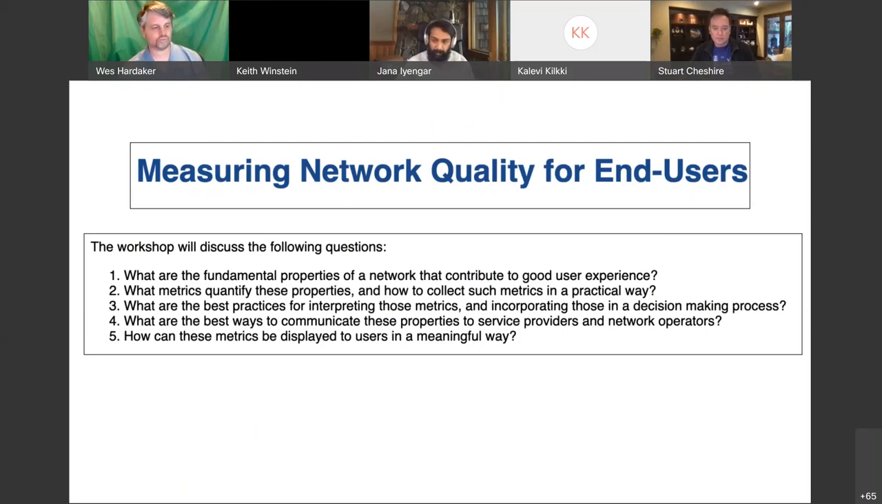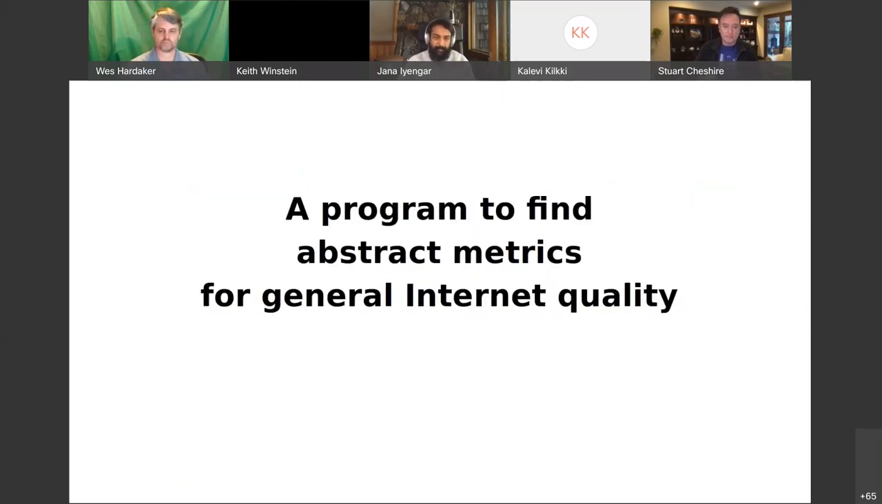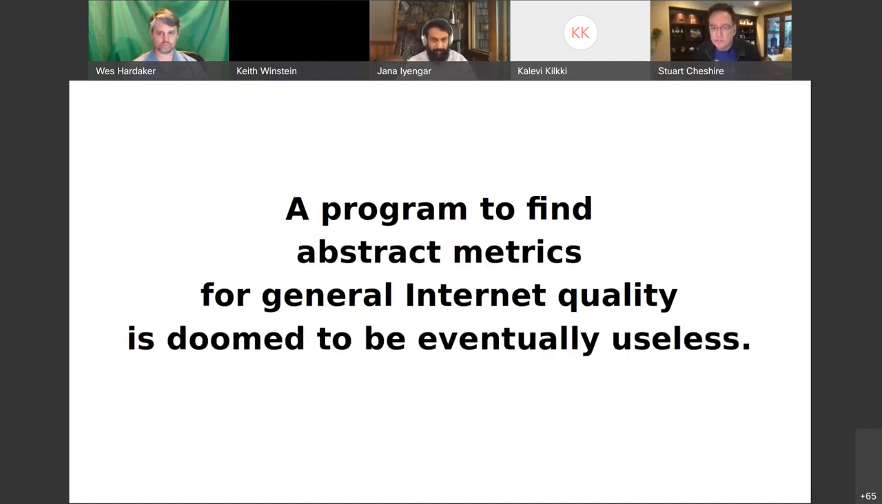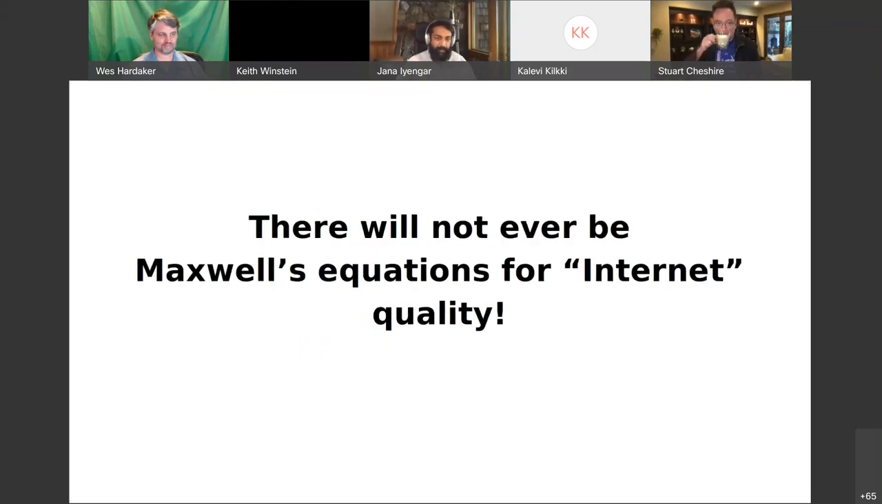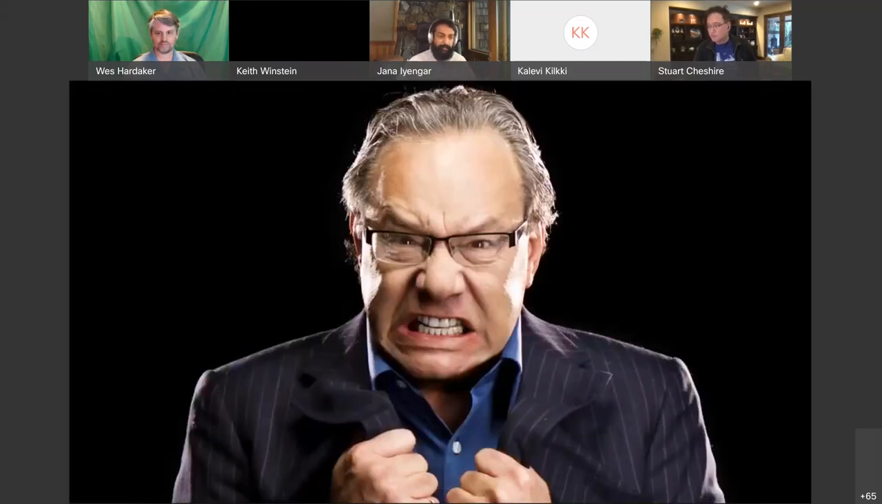And my first response was that this sounds like a program to find some abstract metrics for general internet quality. And my immediate instinctive response was, this is doomed to be eventually useless. And then I thought some more, and I've had this thought in my mind for a little while, that there will never be any Maxwell's equations for internet quality. I've thought about this, and I wanted to say this loud to many people, that there are no fundamental laws of the internet, so to speak, and we'll never be able to find them, and any program to look for them is doomed. And as I thought about this more and more, I wanted to bring my inner Lewis Black out.